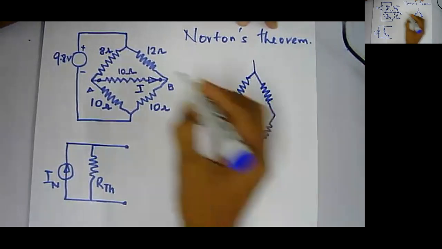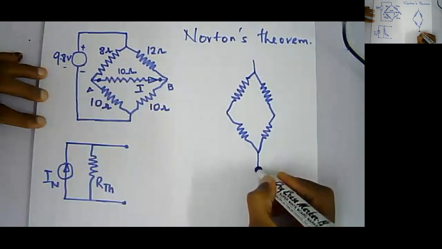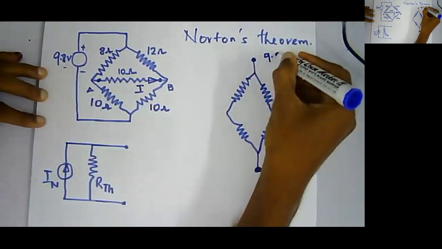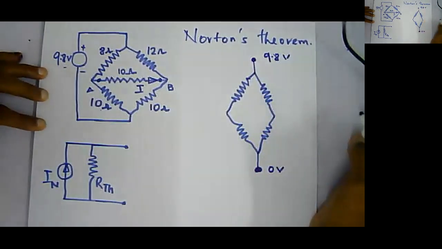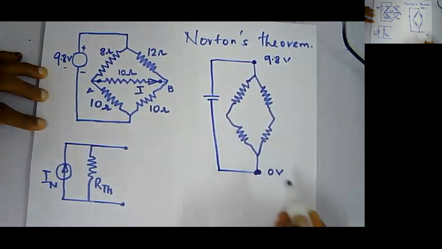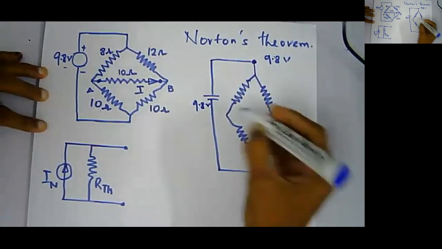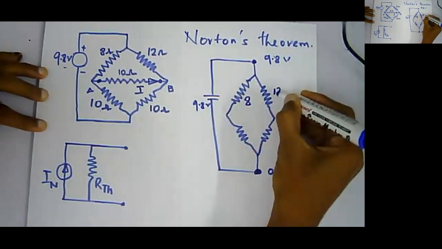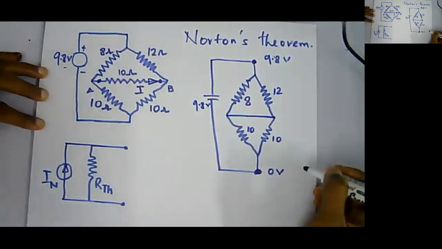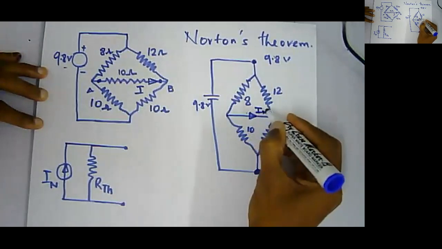So here we have a 9.8 volt battery. For simplification, I'll mark this as 0 volt and this as 9.8 volt. Right? So this is 8, 12 ohm, 10 ohm, and 10 ohm, and this is short circuited, and we need the current IN.